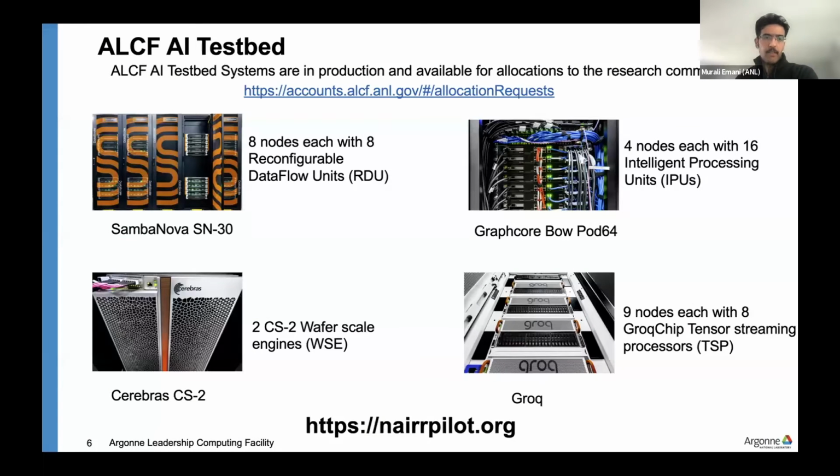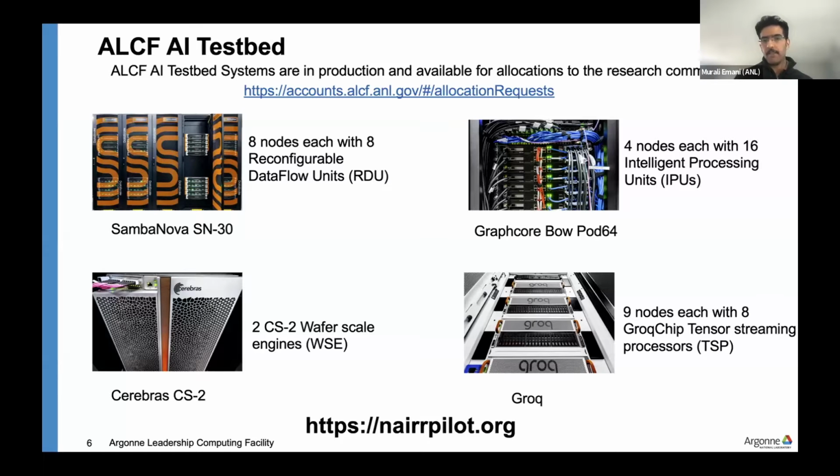So we started with this AI testbed, where we have some initial deployment. Right now we have these 4 systems available for production use. We have the Sambanova SN30, an 8-node configuration, and each node has 8 reconfigurable dataflow units. You can think of an RDU as the equivalent of a GPU, for example. So we have 64 RDUs for Sambanova.